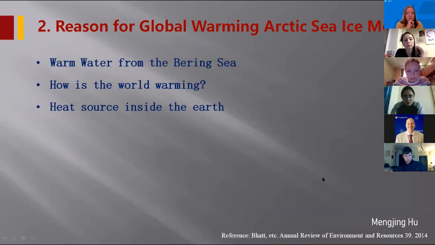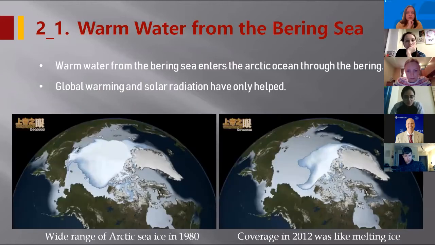We have sorted out three reasons: first, the warm water from the Bering Sea; second, how the world is warming; and third, the heat source inside the Earth. Satellite photos of the melting Arctic and actual measurements made by scientists in the Bering Sea and the Bering Strait, and scientific comparisons, have proven that warm water from the Bering Sea enters the Arctic Ocean through the Bering Strait. This is an important factor in the rapid melting of Arctic ice and a source of heat. The warm currents that form as warm pools north of the equator, along with global warming and solar radiation, have only helped.